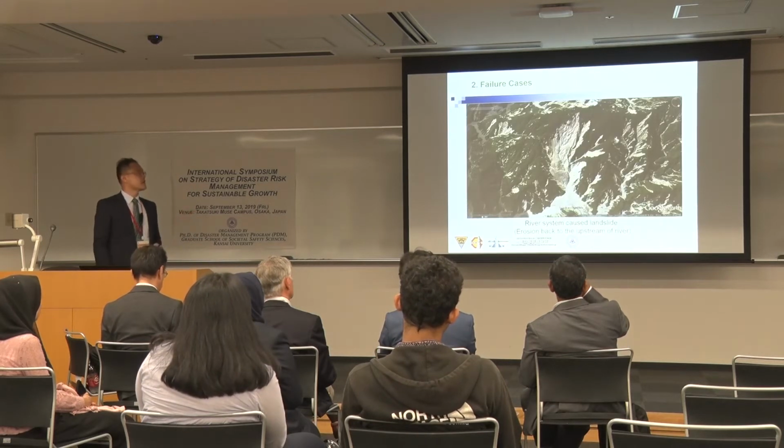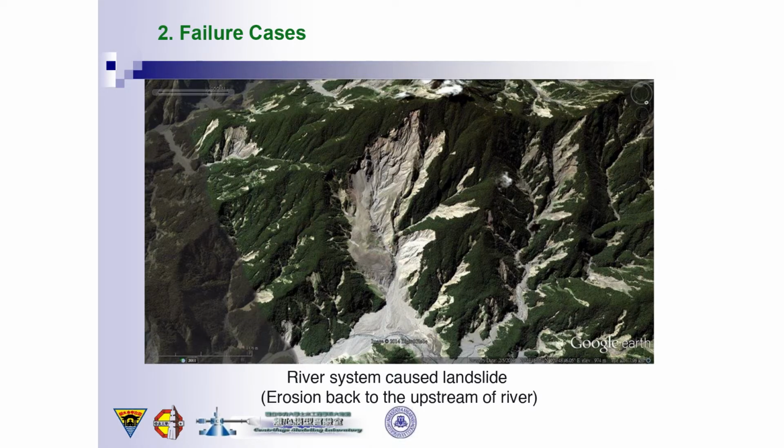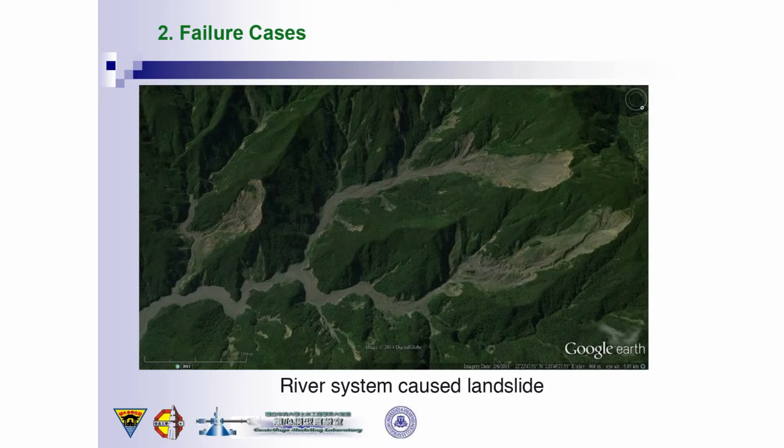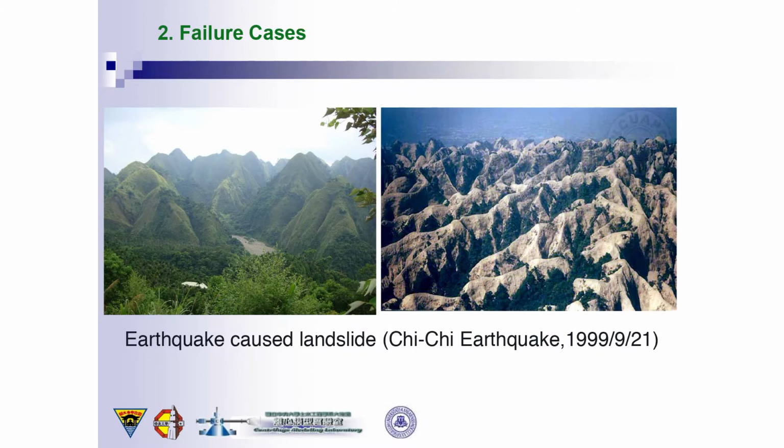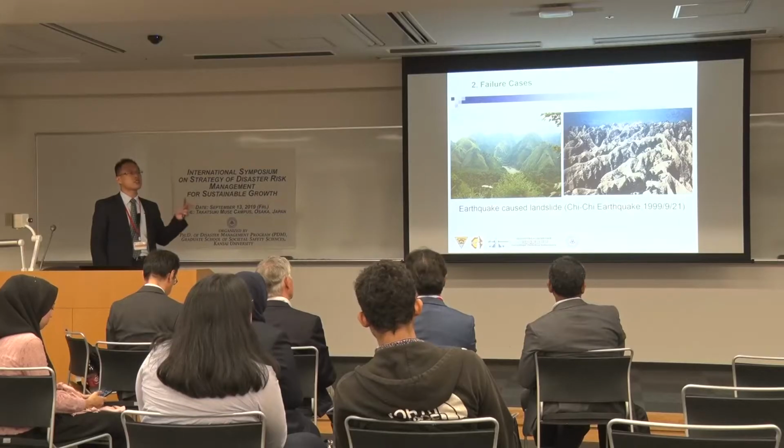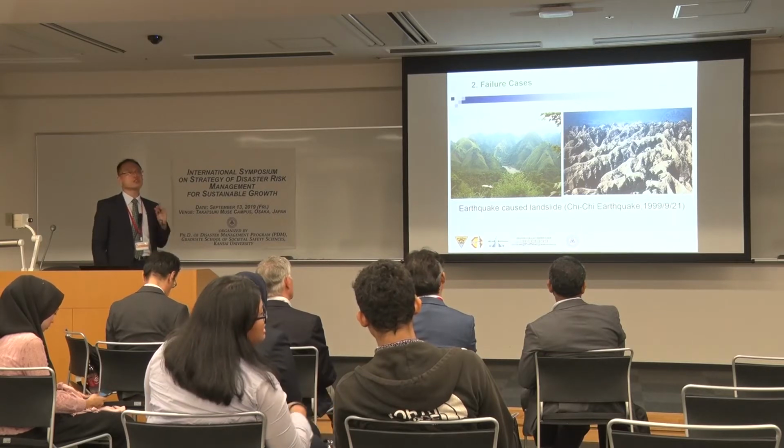And then landslides may be caused by different reasons. This one may be caused by the river system, or by gravity, or by heavy rainfall. And this one was caused by the Chi-Chi earthquake. The Chi-Chi earthquake was in 1999, so it was already 20 years ago.